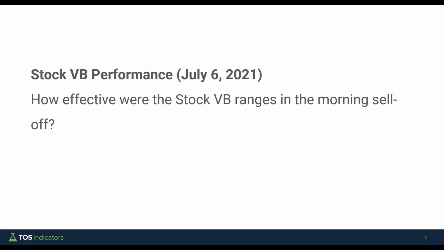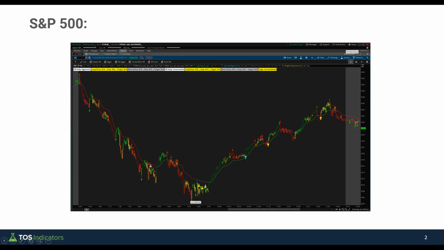Good afternoon, everyone. In today's video, we're going to spend some time answering one very simple question, which is how effective were the stock volatility box ranges today in the morning sell-off that we saw on July 6, 2021. Now, in case you're tuning in the future, this is what today's market action looked like in the S&P 500.